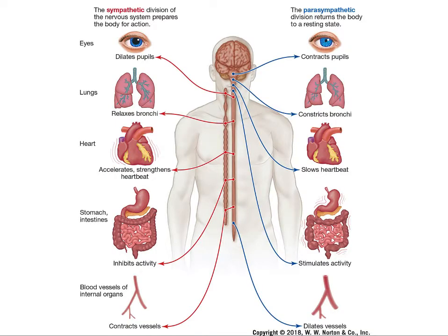Here's another diagram of the book that lays out the sympathetic and parasympathetic divisions of the autonomic nervous system. Here you can see, in terms of the eyes, the sympathetic division can control the pupils and dilate them. For the parasympathetic, it would contract the pupils. In terms of the lung, the sympathetic relaxes the bronchi, and the parasympathetic would constrict that. And so on and so forth for the heart, stomach, and blood vessels.